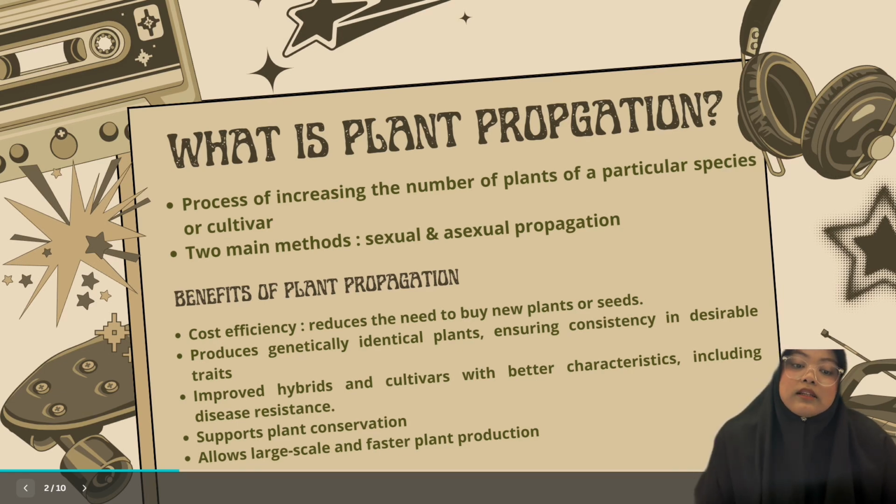Plant propagation is important because we can gain many benefits from it. One of them is efficiency, which reduces the need to buy new plants or seeds. Plant propagation can also produce genetically identical plants, thus ensuring consistency in desirable traits. It also improves hybrids and cultivars with better characteristics, including disease resistance. Plant propagation also supports plant conservation, which allows large-scale and faster plant production.